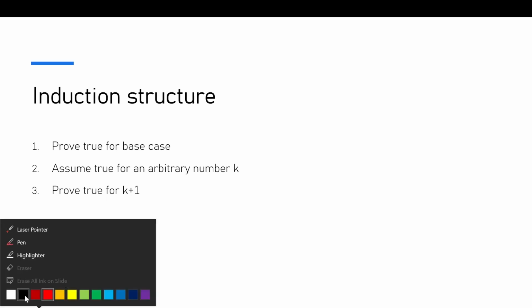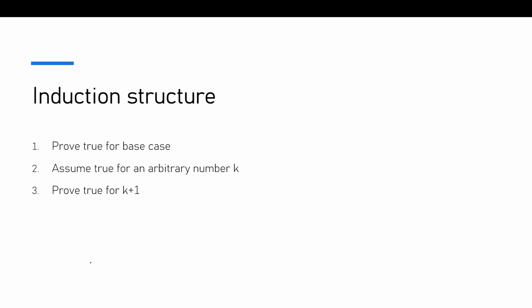So the first step in our induction proofs is to prove true for the base case. This means to have some sort of initial case that allows us to prove that our statement is true for at least one case. So an example would be we want to prove that the sum of all numbers 1 plus 2 plus 3 and so on up to n is equal to n on 2 times (1 plus n).